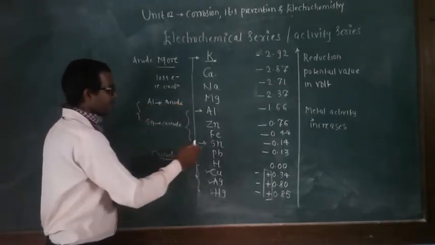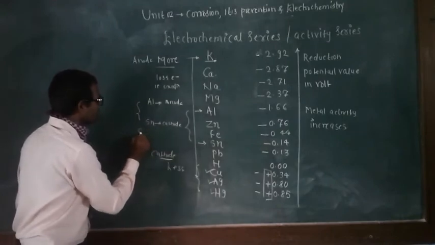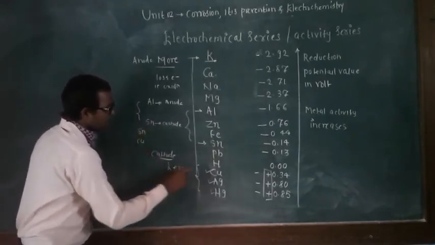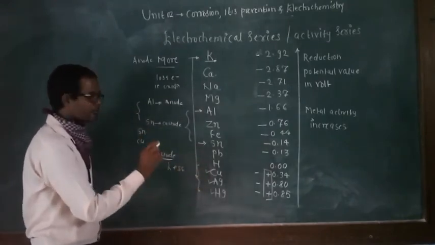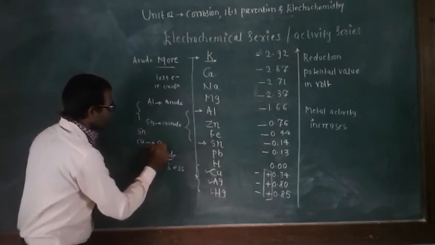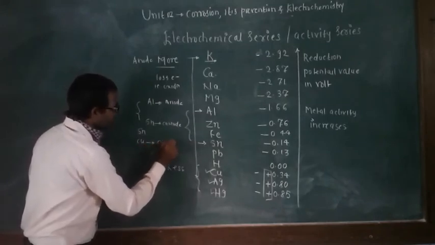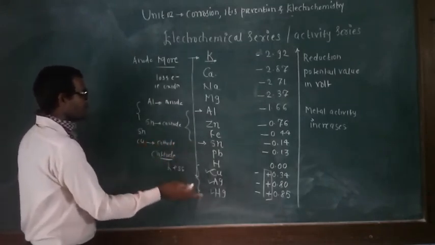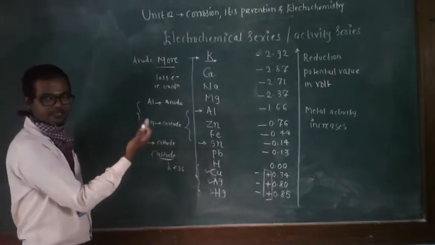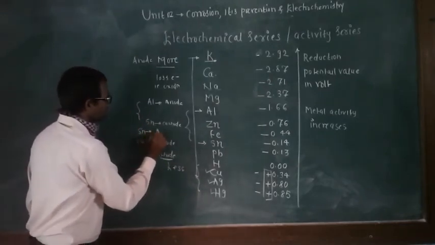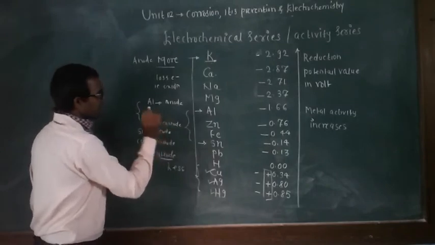Let's see the example of tin and copper. Here the copper is placed at the bottom of the activity series. So in comparison with this, the copper is placed at the bottom of the activity series, hence it acts as a cathode, and no doubt your tin becomes anode.